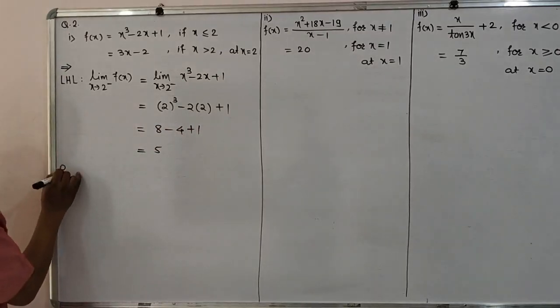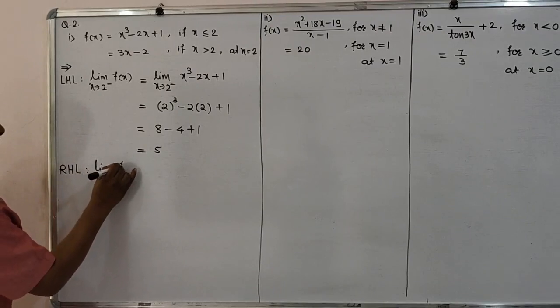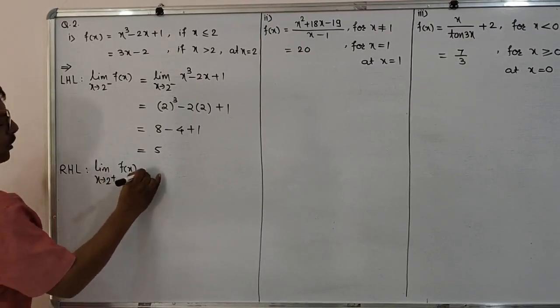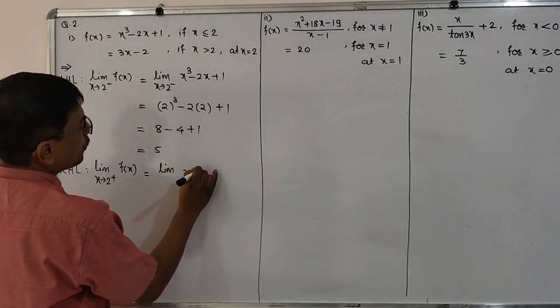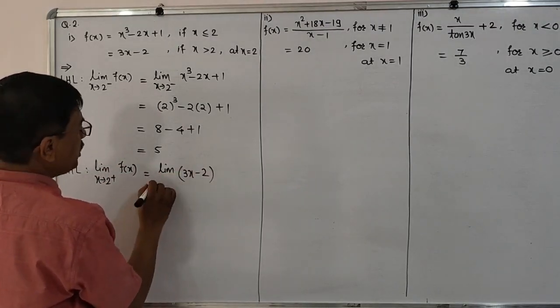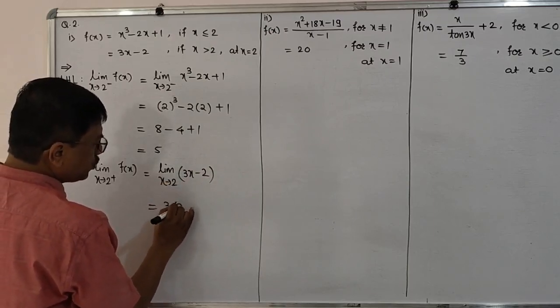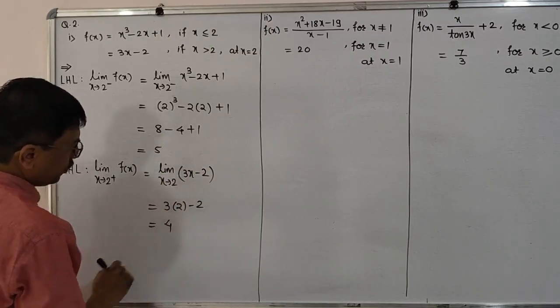Similarly we can find RHL. RHL is limit of f of x as x tends to 2 plus, and for 2 plus the function is 3x minus 2 as x tends to 2. Substitute this value, 3 into 2 minus 2 means it is 6 minus 2 is 4.